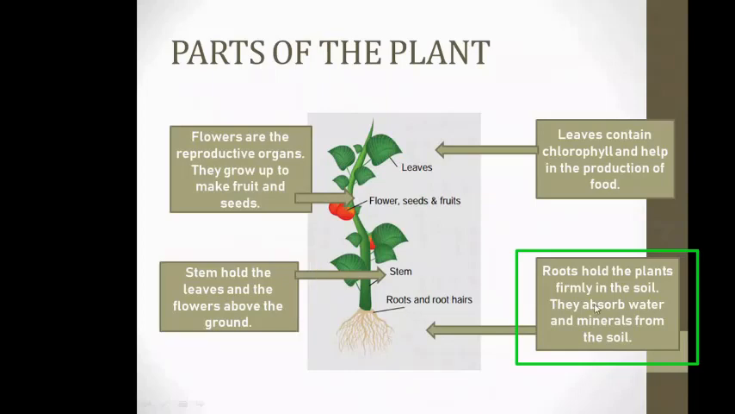Other than that, the roots help in the absorption of water and minerals, and we know that this water is very, very important in the process of photosynthesis. So these are the four basic parts of the plants that you all need to know: flowers, leaves, roots, and stems, along with their functions.